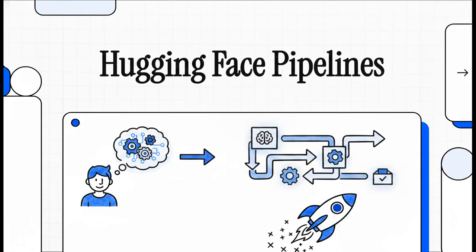Welcome to The Explainer. Today, we are unpacking an absolute game changer for developers and data scientists alike. We're looking at the Hugging Face pipeline, which is, quite frankly, the ultimate tool for simplifying AI model implementations. If you've ever felt completely overwhelmed by the sheer complexity of getting an AI model up and running, well, you are definitely in the right place.